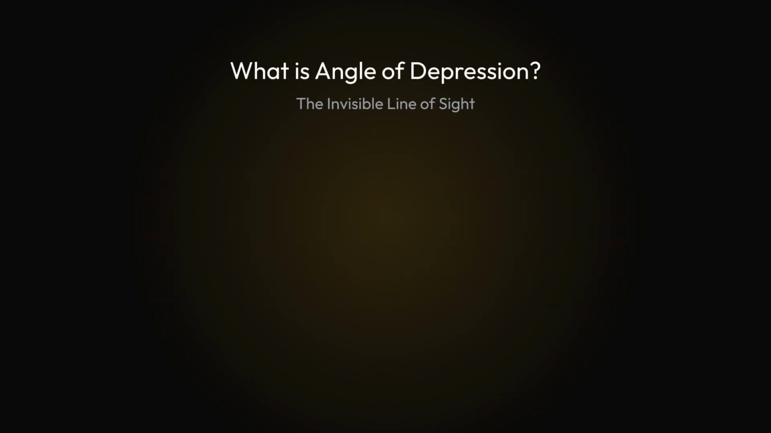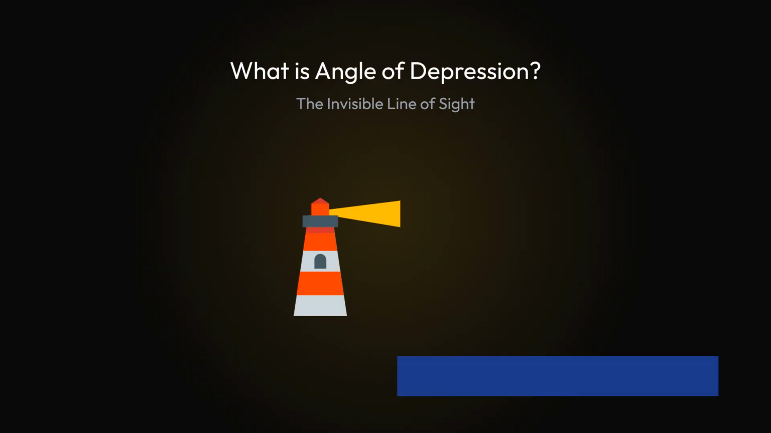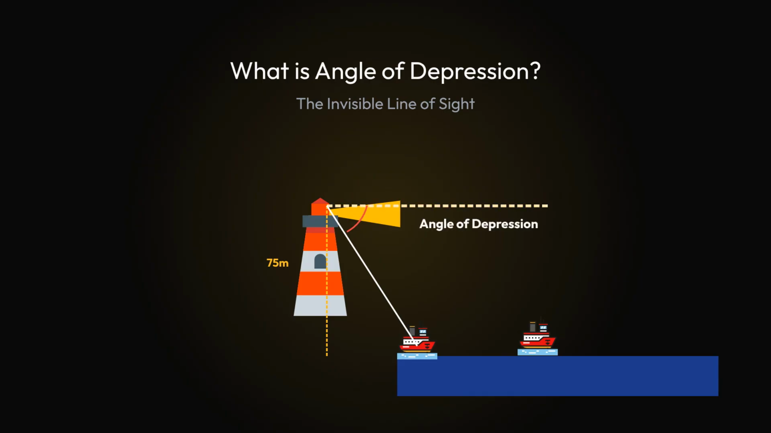First things first. What is an angle of depression? Imagine you are standing at the top of a lighthouse. Look straight out at the horizon. You are standing on top of a 75-meter high lighthouse looking at 2 ships. Ship 1 is close. Ship 2 is far. Before you look down, always draw your horizontal line of sight straight out.